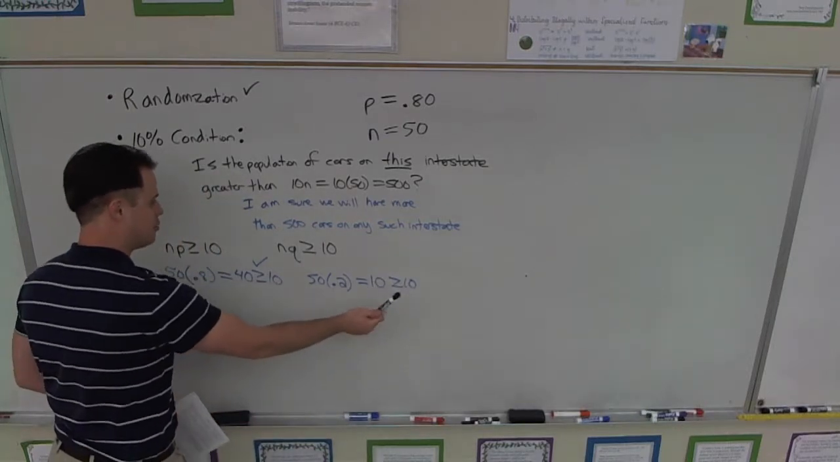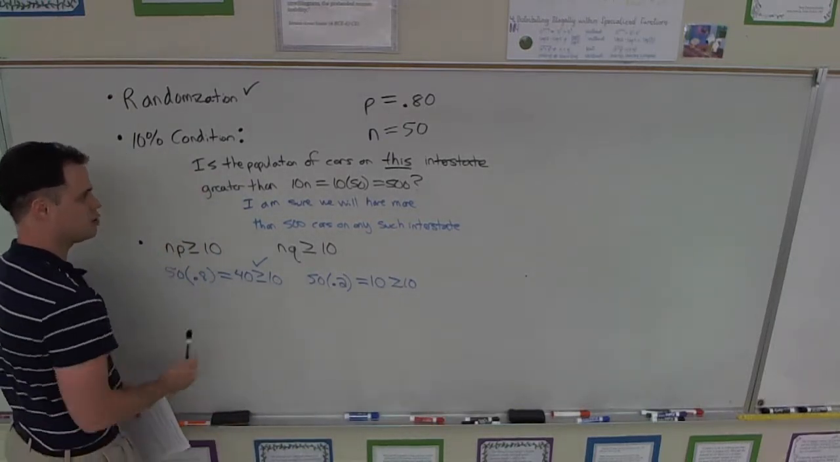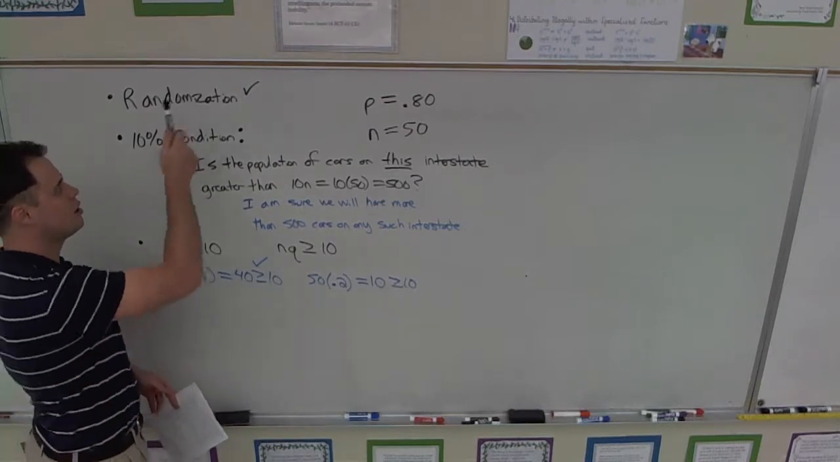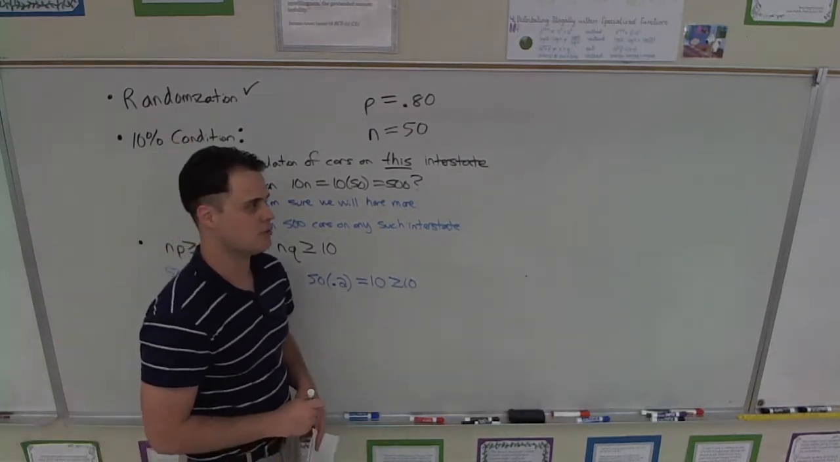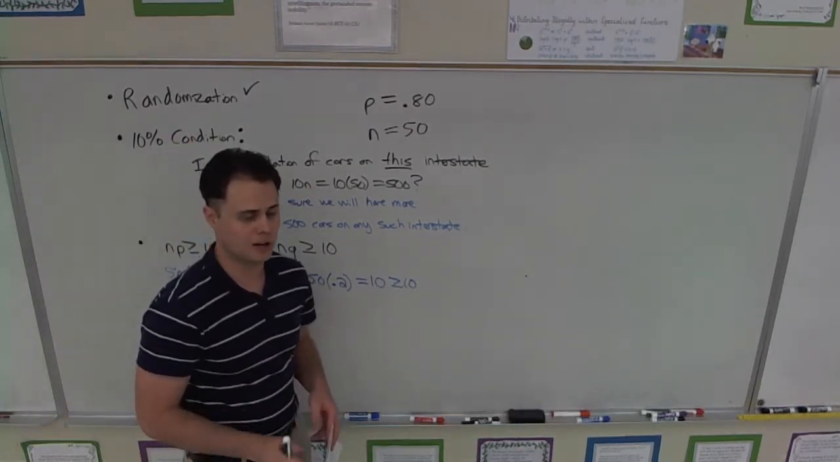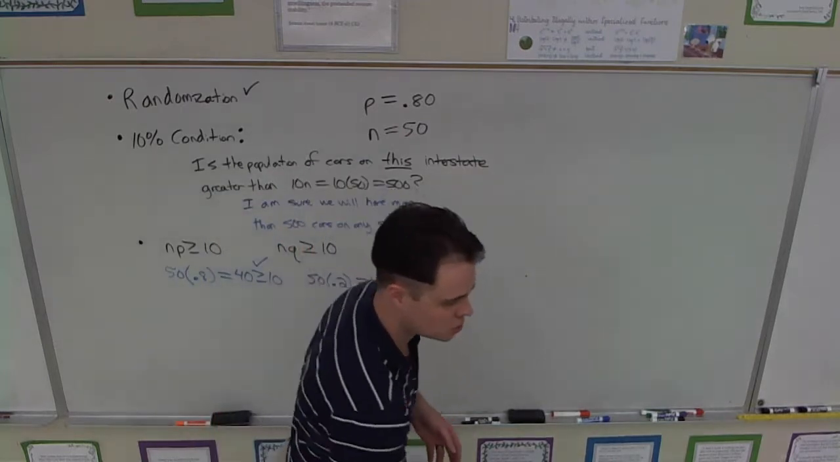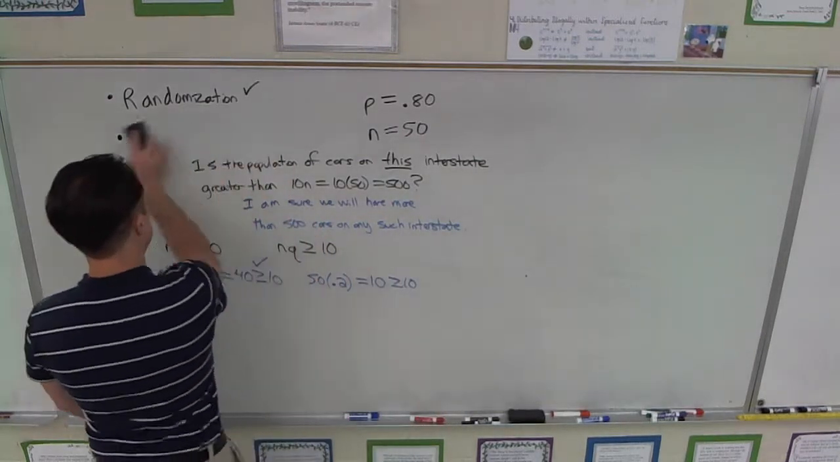So in this case, we just barely snuck by there. We're good to go there. We're definitely good to go here. And our randomization is not random but representative. So we should be plenty fine to apply the normal model to this sampling distribution situation. So let's go ahead and do that.